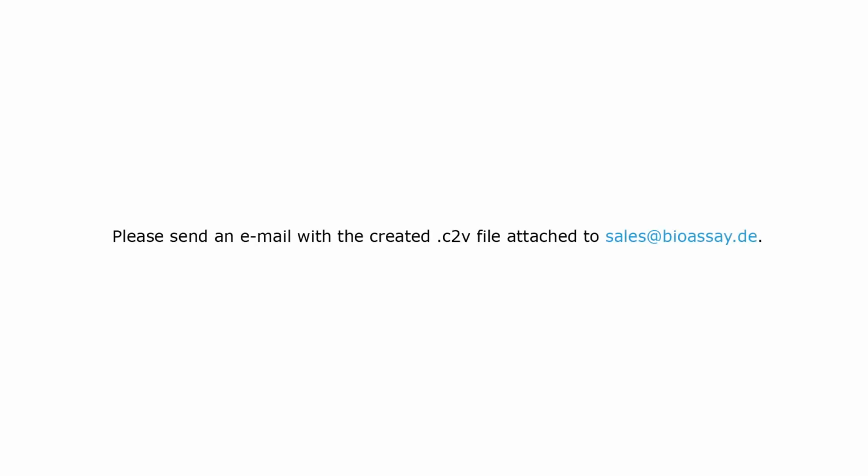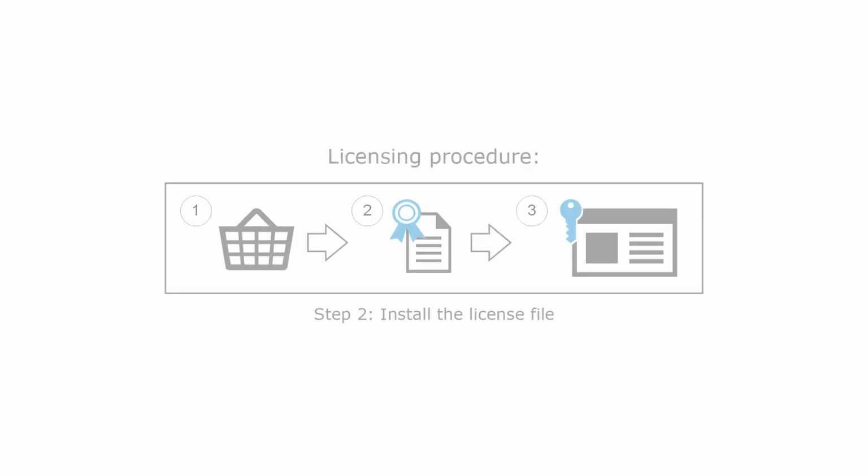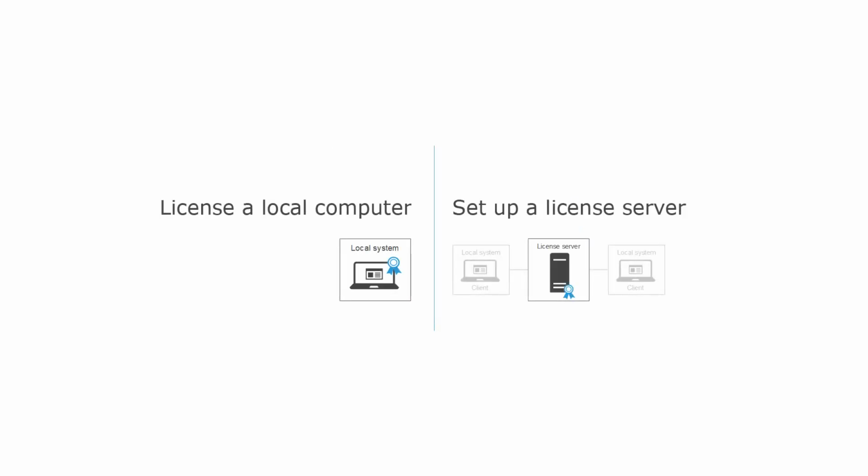Please send an email with the created C2V file attached to sales@biosa.de. After we have received it, we will send you an email with an attached vendor to customer file and PLA license keys. In the second step, you install this file on the computer you want to license. If you set up PLA licensing through a license server, perform this step on the server, not the computers running PLA.